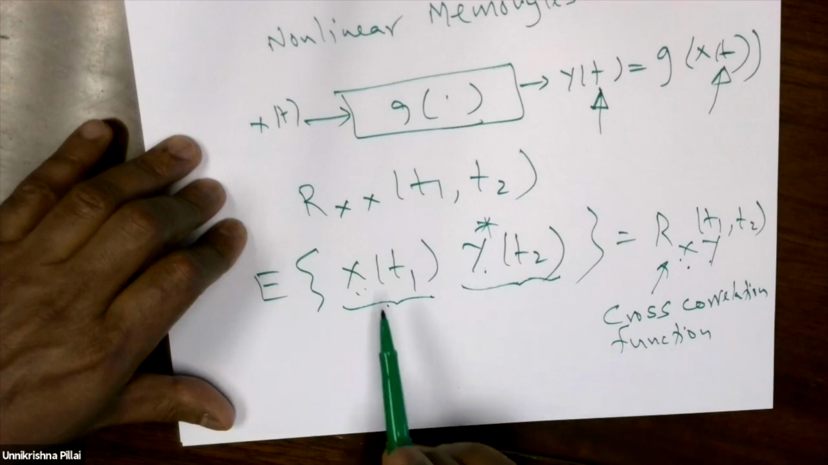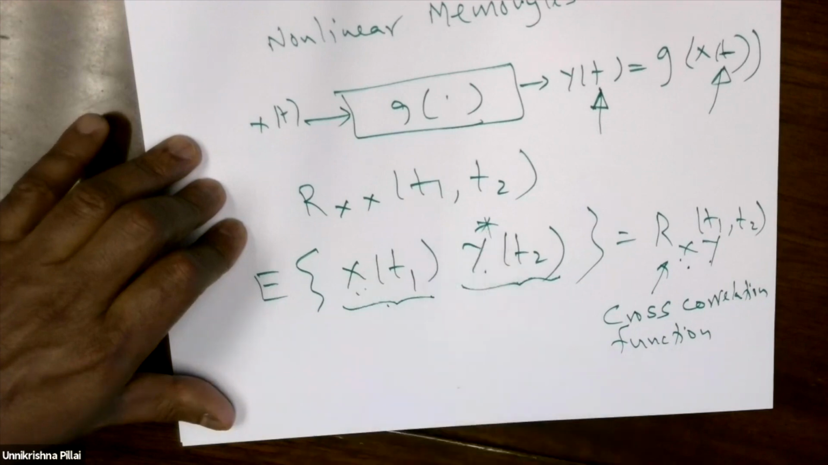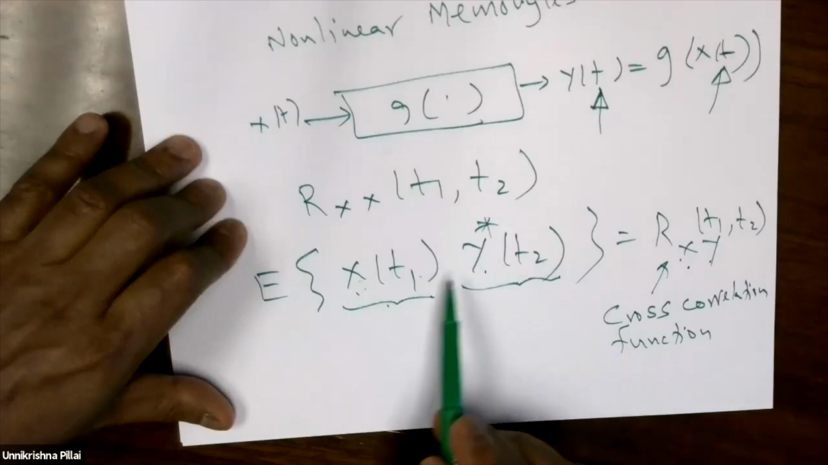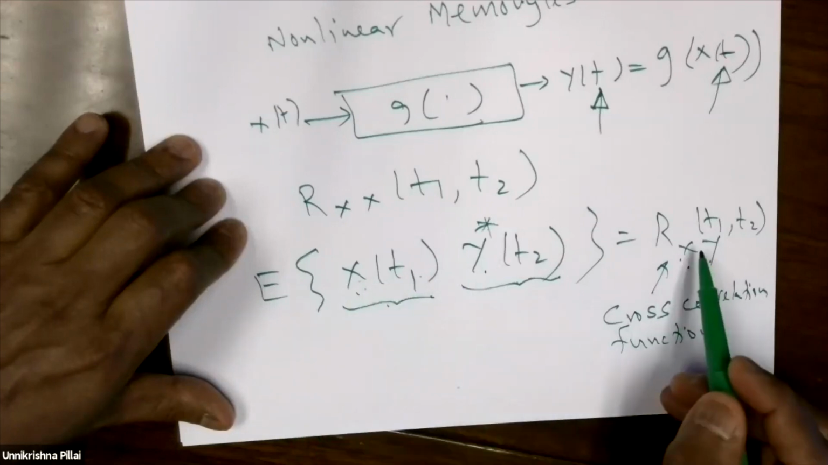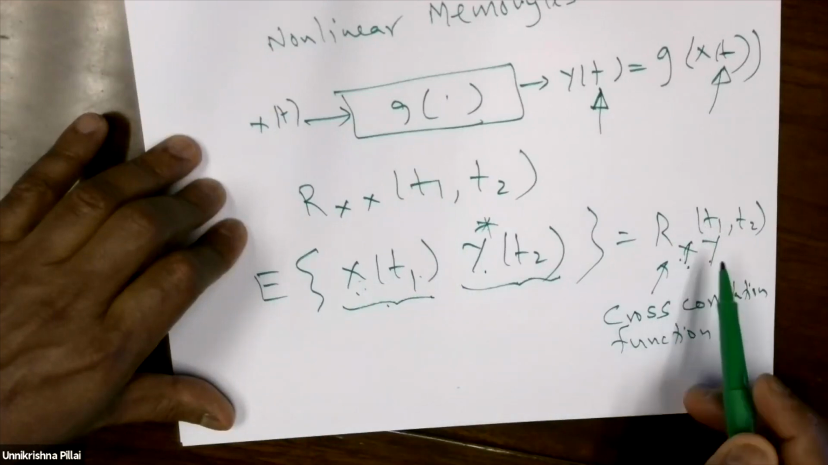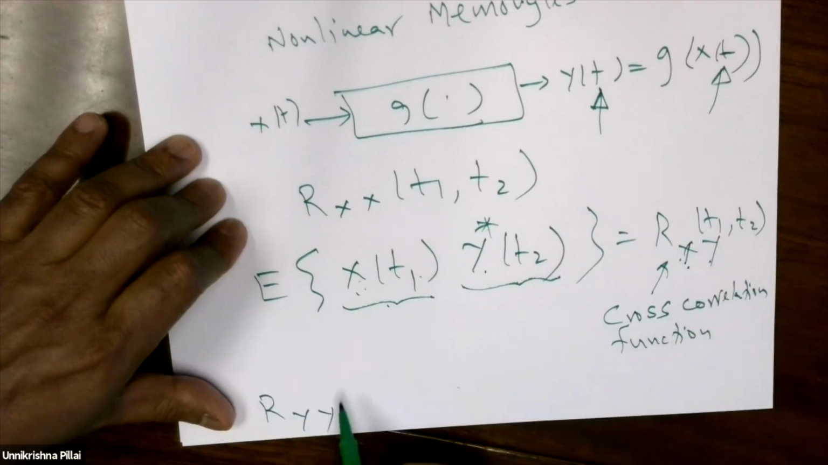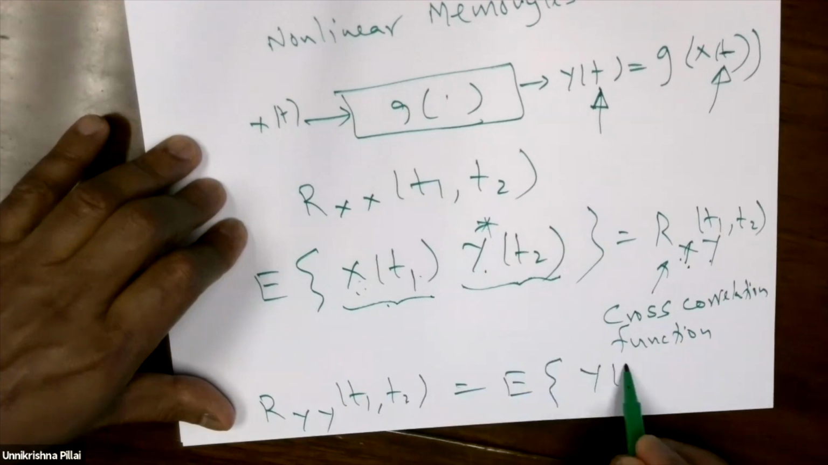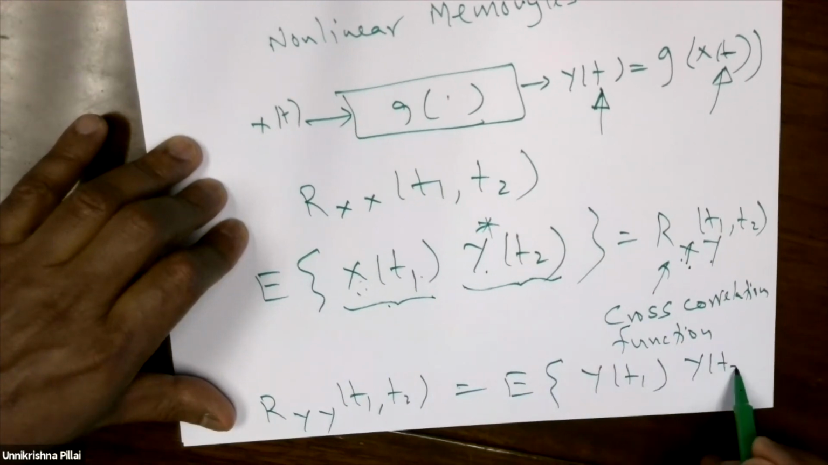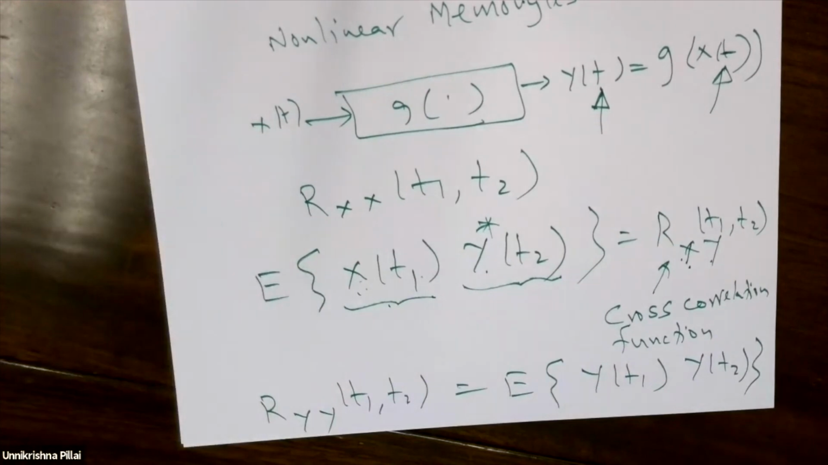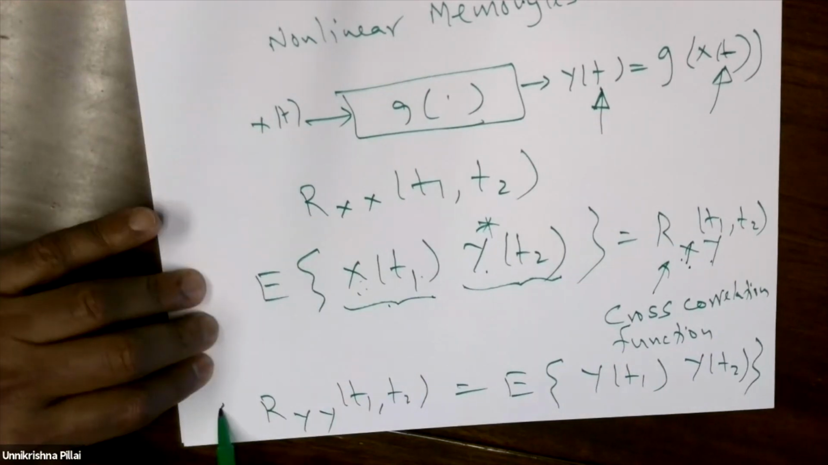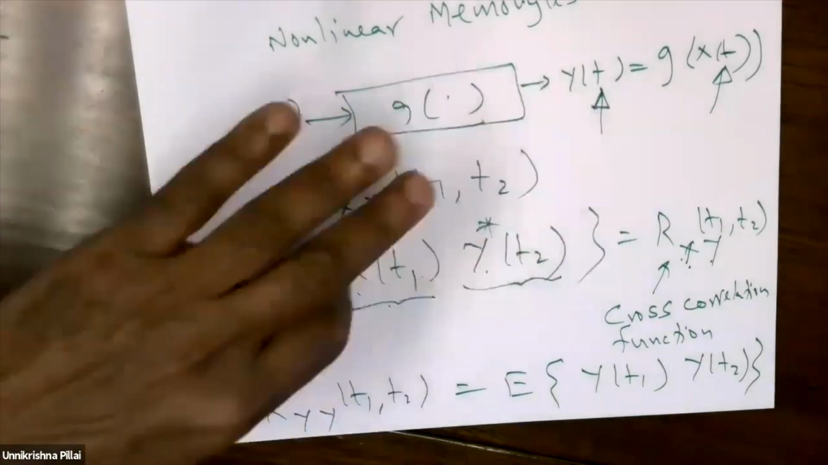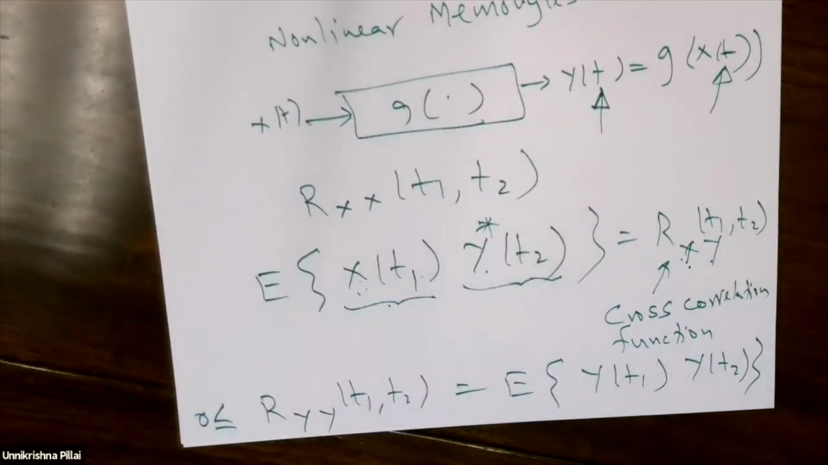So that is pretty clear. If it is complex, there will be a conjugation. If it is not complex, it is simply x of t1 multiplied by y of t2. So the question is, we want to find out this. And then we may also want to find out R_yy of t1, t2, which is, of course, the autocorrelation of the output, y of t1 multiplied by y of t2. Remember, the autocorrelation is a positive definite or non-negative definite matrix. The cross-correlation is not. It has other properties, but it is not a non-negative definite matrix.